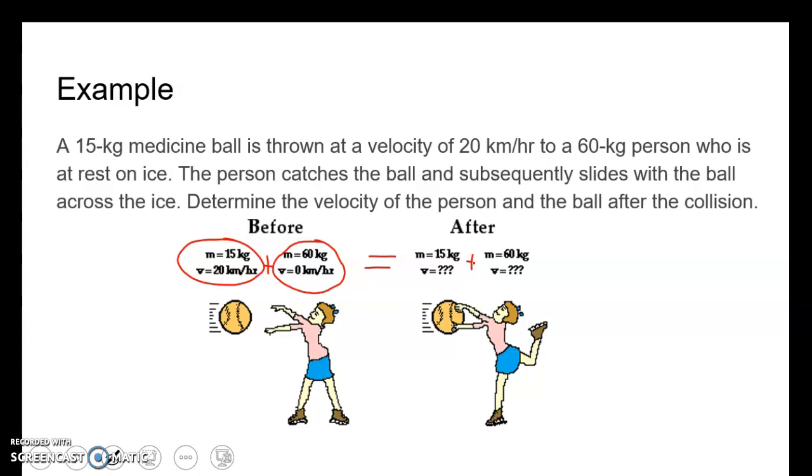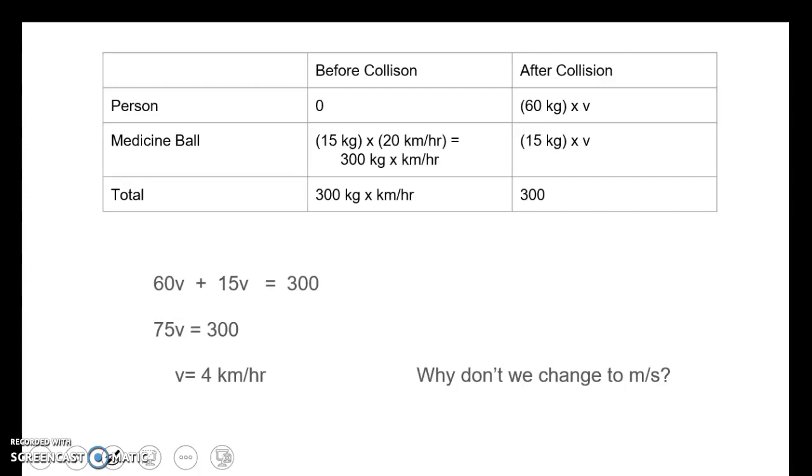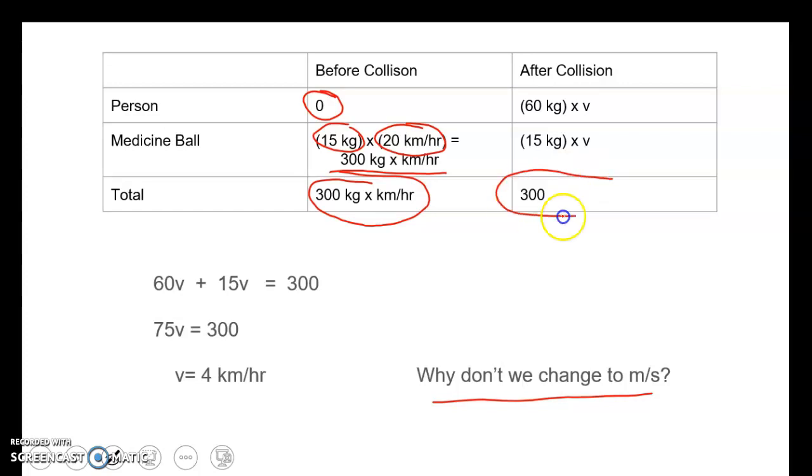So here's how we solve that. We make a chart. The person has no momentum before the collision. The medicine ball's momentum is 15 times 20, which is 300. Now, I kept my units kilograms times kilometers per hour. As long as my units are consistent, I don't have to change to meters per second in momentum problems. So that's a welcome change from what we did with the kinematics. When I add those two together, 0 plus 300, I know that my total is 300 kilograms times kilometers per hour, which means my after-collision momentum is also 300.